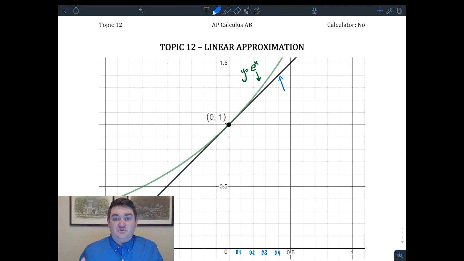Instead, we're going to spend the next two topics looking at some practical applications of the derivative, starting with what we call linear approximation. What we've got here is a graph of e to the x and a graph of the tangent line at the point (0, 1). And our first order of business is to find the equation of that tangent line.